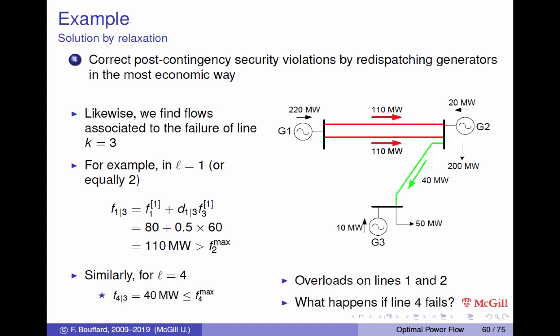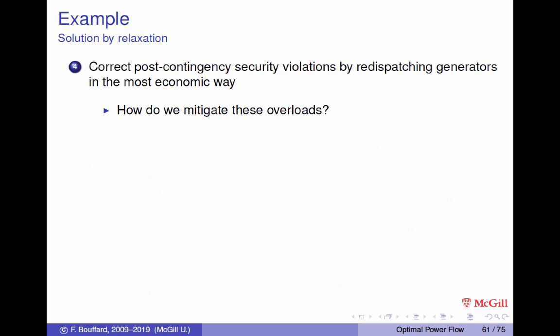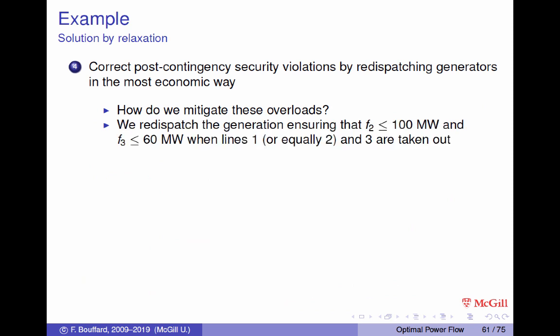So the question is, what happens if line 4 fails? I'm encouraging you to do it on your own, but the bottom line here is that nothing happens when line 4 fails. So how do we mitigate the overloads?